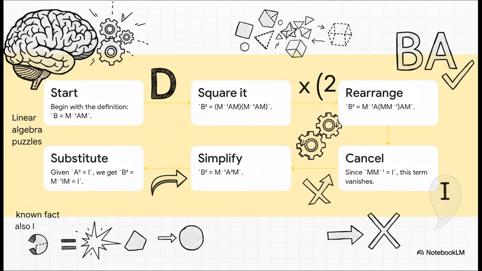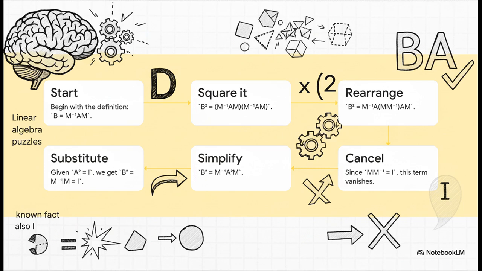M times M inverse, a matrix right next to its inverse. They cancel each other out and just become the identity matrix I. And since multiplying by I doesn't do anything, it's like they just disappear. This simplifies everything down to B squared equals M inverse A squared M.